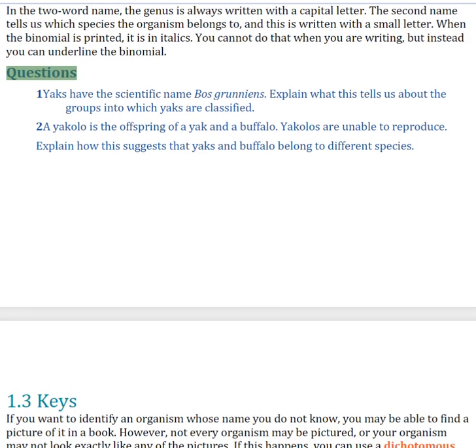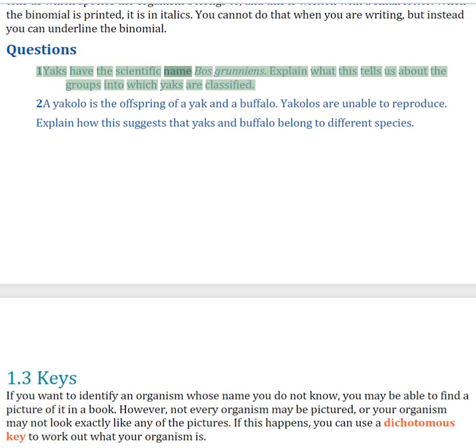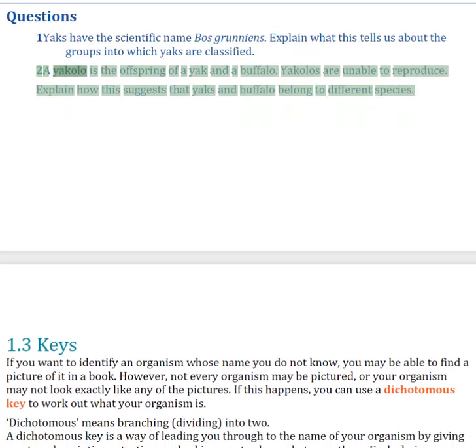Questions. 1. Yaks have the scientific name Bos grunniens. Explain what this tells us about the groups into which yaks are classified. 2. A yakolo is the offspring of a yak and a buffalo. Yakolos are unable to reproduce. Explain how this suggests that yaks and buffalo belong to different species.